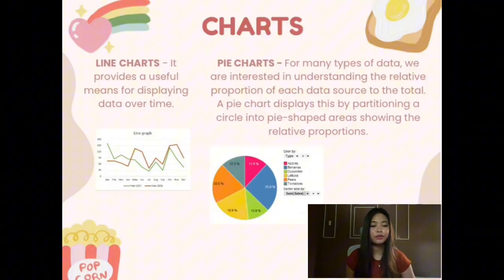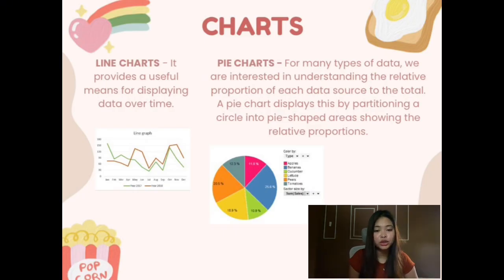So next chart is pie chart. For many types of data, we are interested in understanding the relative proportion of each data source to the total. A pie chart displays this by proportioning a circle into pie-shaped areas, showing the relative proportions.